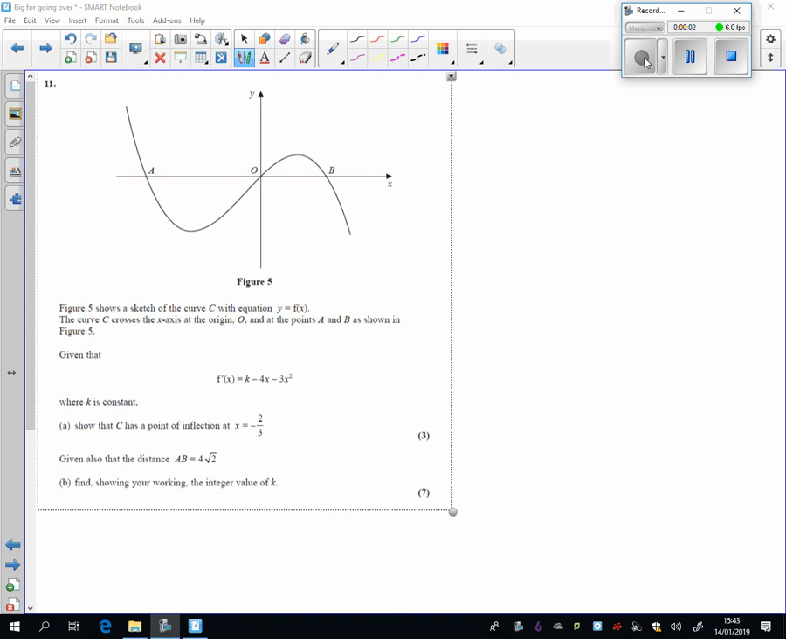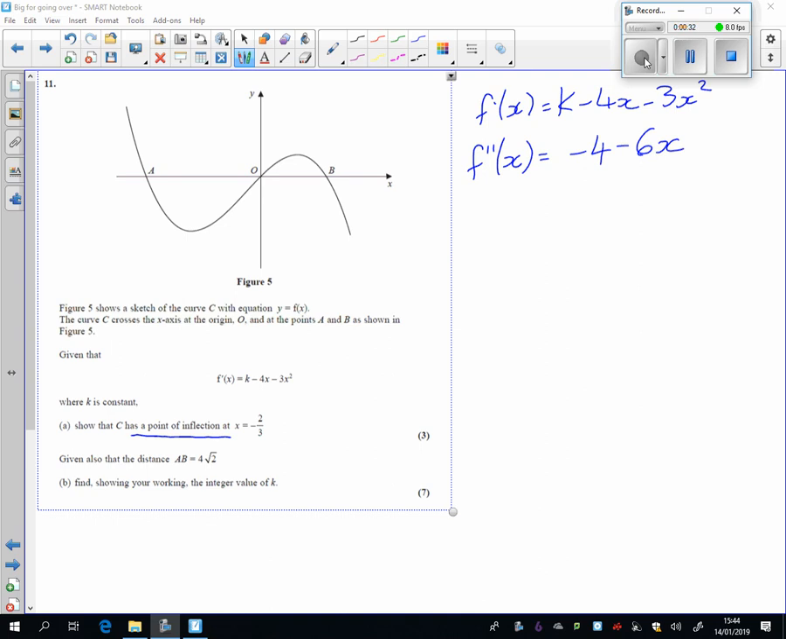Question 11. Two quite distinct bits to go. First of all, you're told to find the point of inflection. Now we've been given f dashed of x in the question, but if I want the point of inflection, I need to find the second derivative. Let's differentiate that again, which gives me minus 4 minus 6x, doesn't it?